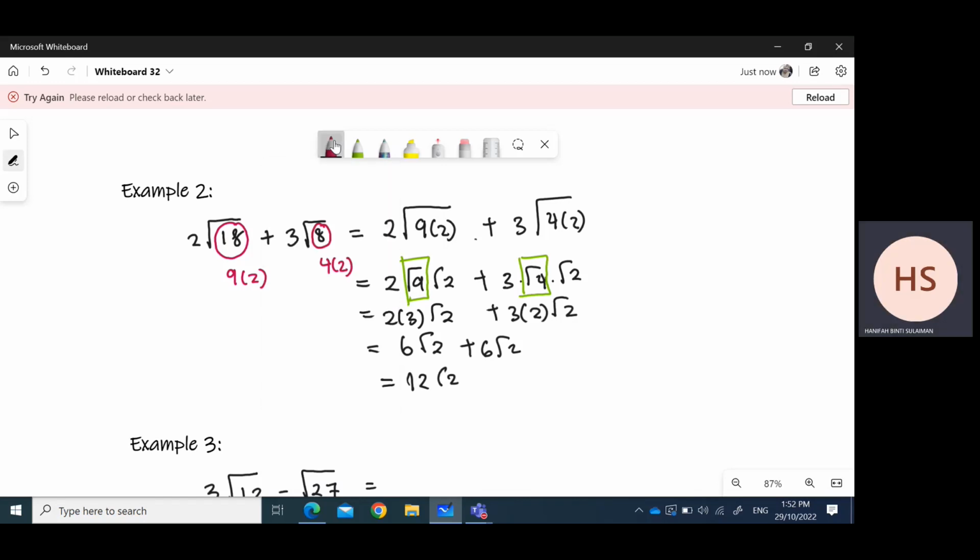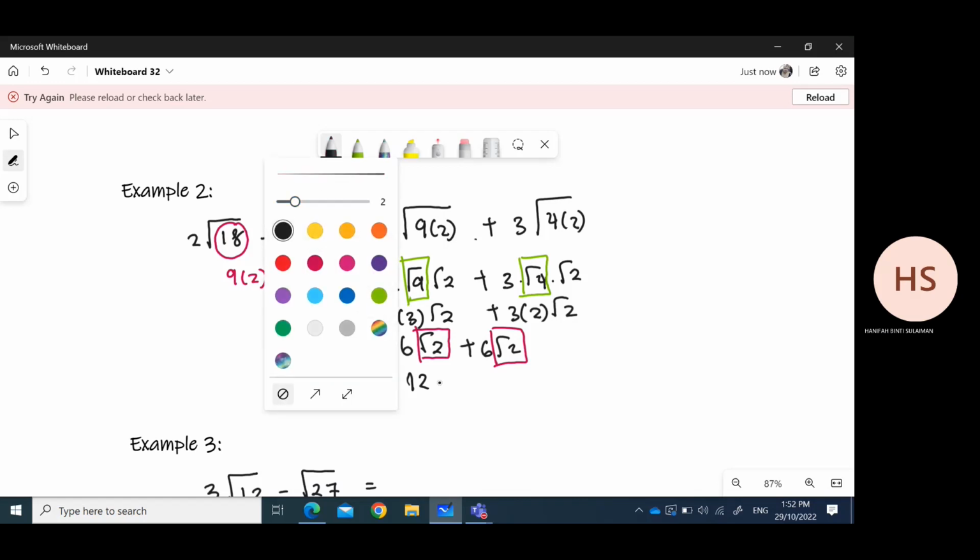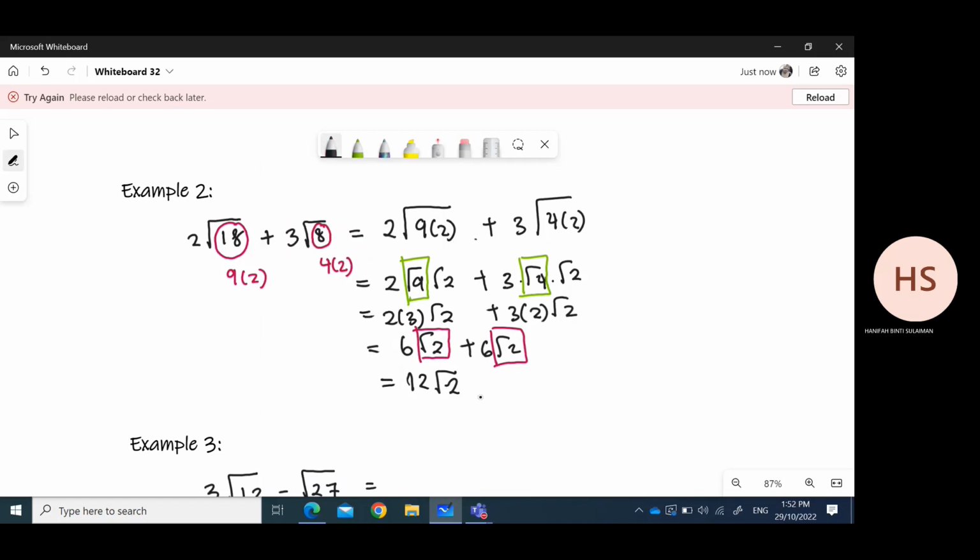Okay, right. So untuk kes ni kita mempunyai radical yang sama, iaitu square root of 2. And the other one here is square root of 2 also. So this one you can solve by adding the coefficients, which is 6 plus 6, we have 12. So this one is square root of 2. All right, so this is the answer.